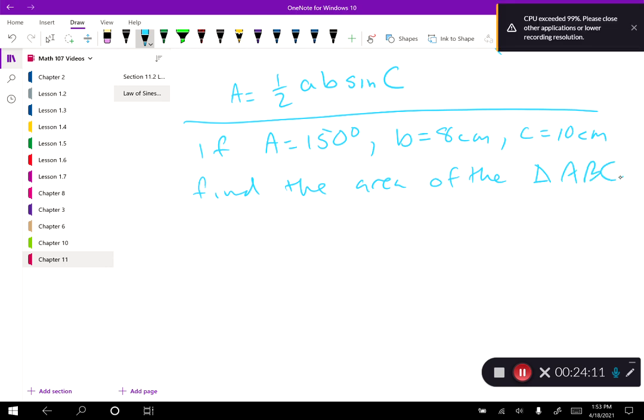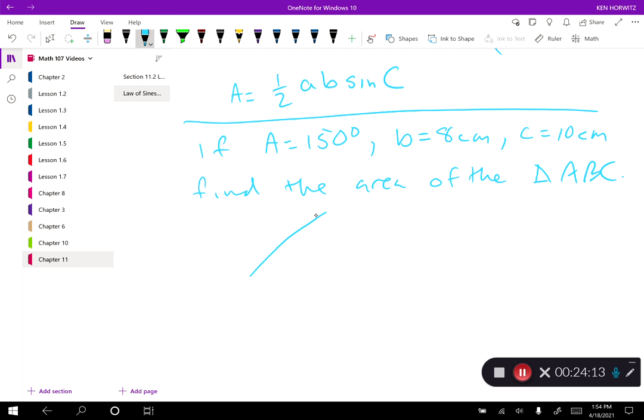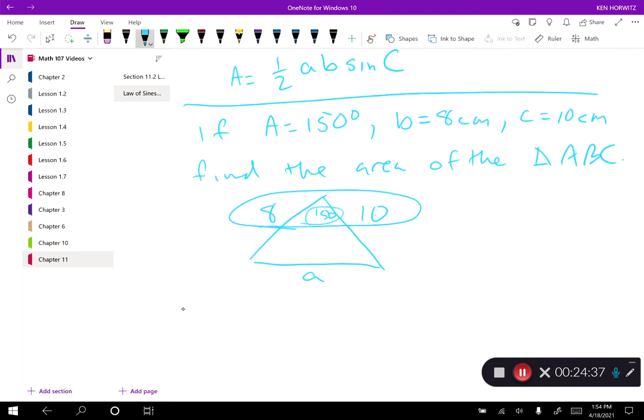All right, so if I drew out a picture real quick, there's my 150, there's my 8, there's my 10, because this is side A over here. Now, we're not looking for sides now, but I have to make sure that I have two sides and an included angle. And look, I do have just that. I have two sides, included angle meaning the angle in the middle. So let's use our formula.